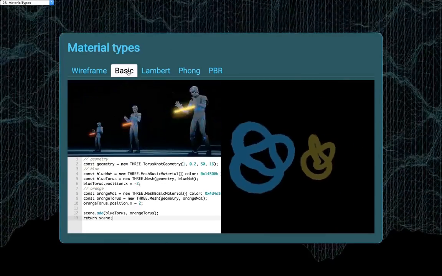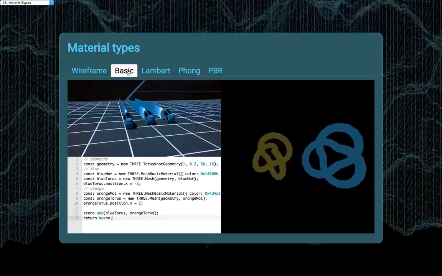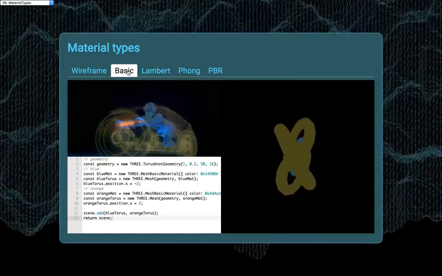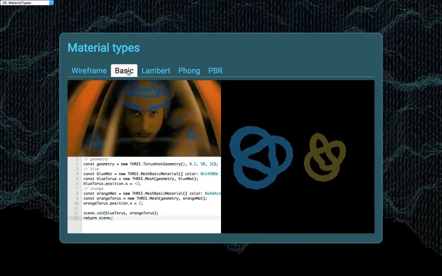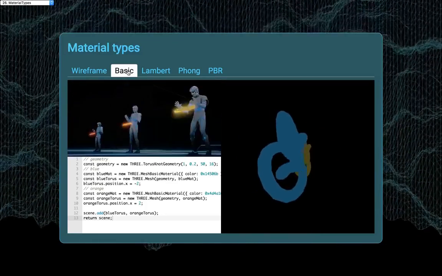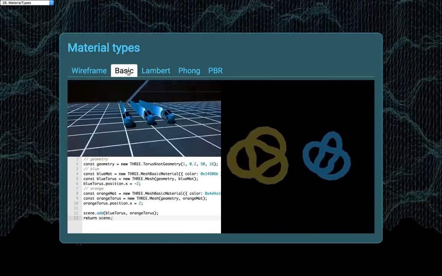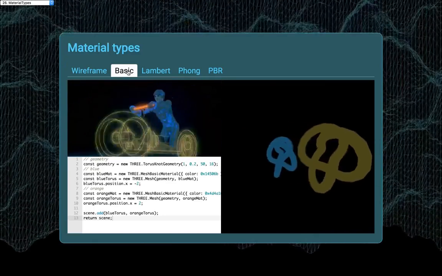Then there's the basic material. I just made two torus knots. That's what that shape is called. The blue torus and the orange torus. I made two materials, blue mat and orange mat, and I gave them each a color. And I add them to the scene. You can see they are flat shaded, so they are lit equally from all areas.